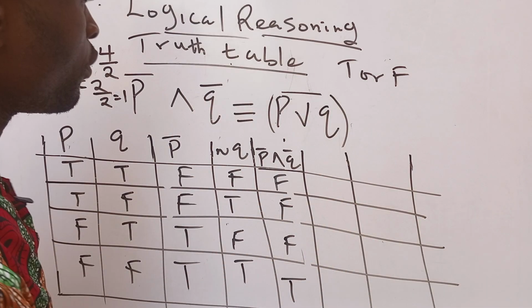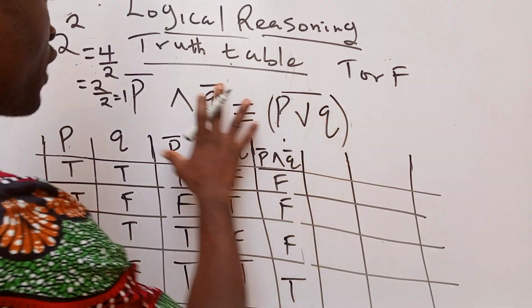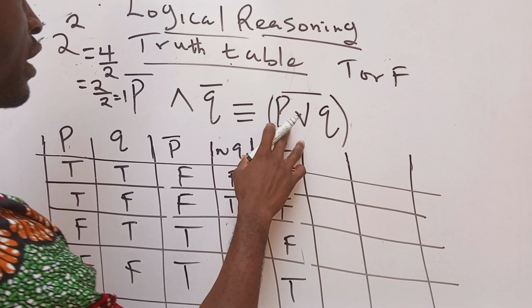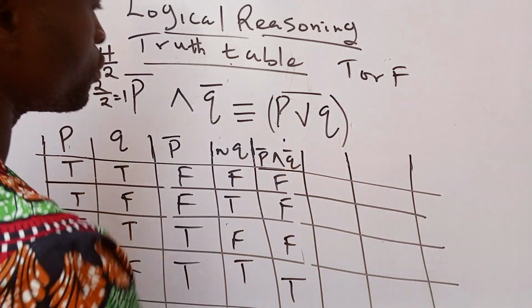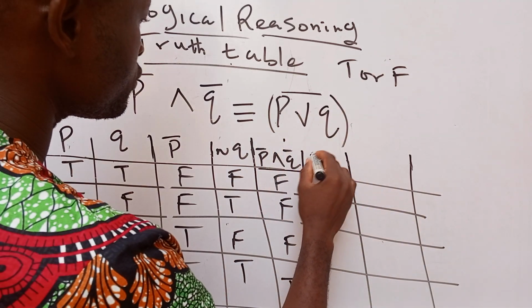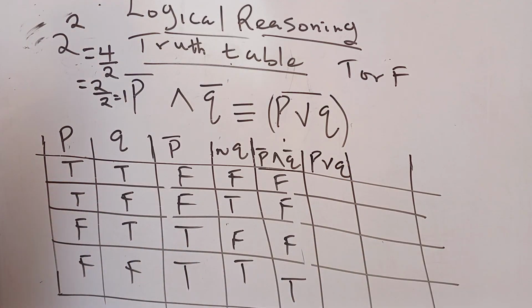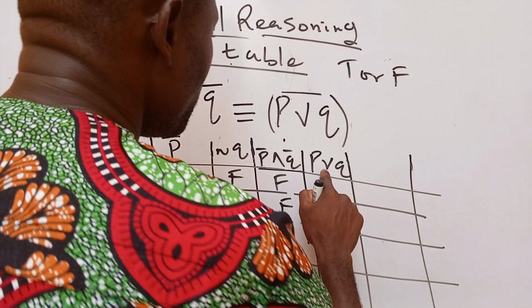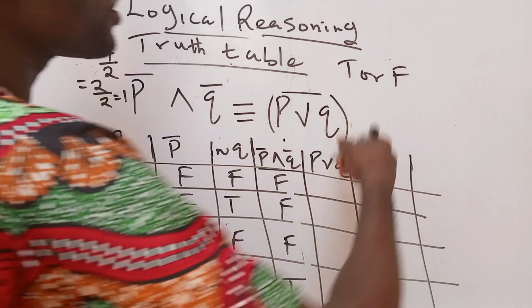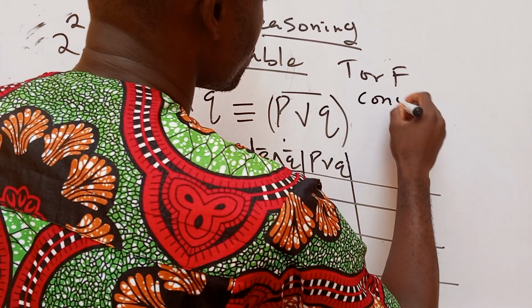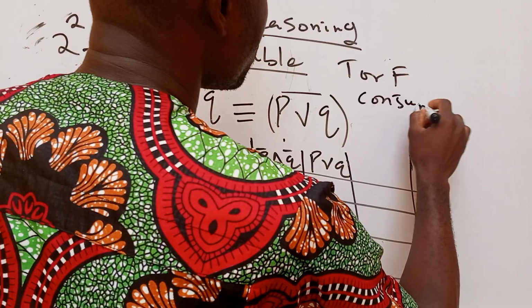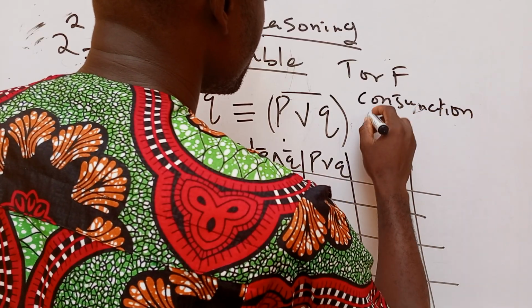Then we move to the next table. We have been able to create this one now. So we are going to create a table for P disjunction Q. After creating it, we are going to finally create a table for the negation of P disjunction Q. So let's go. Now how do we create P disjunction Q? The opposite of conjunction is disjunction.